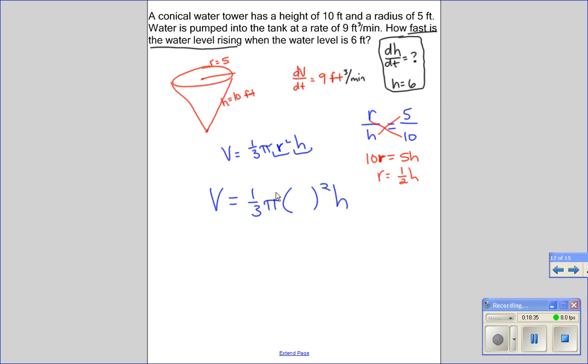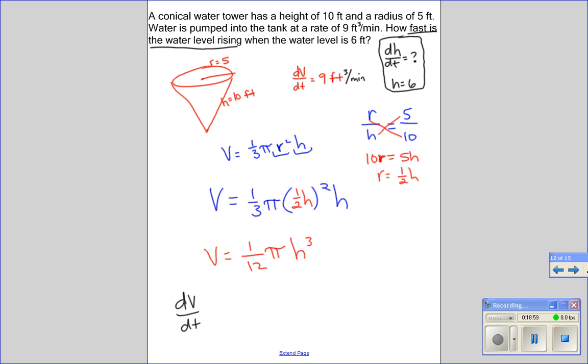Check this out. If I put 1/2 h in this r spot in my new equation, that would be 1/2 squared, so it'd be 1/12, because 3 times 4, pi h cubed. Now my volume equation is totally in nothing but height, which is good because that's what I was being told about and asked about. So I'm going to take that derivative again.